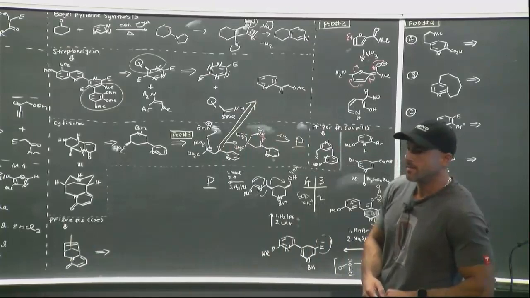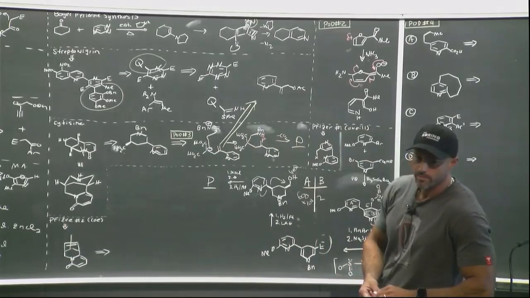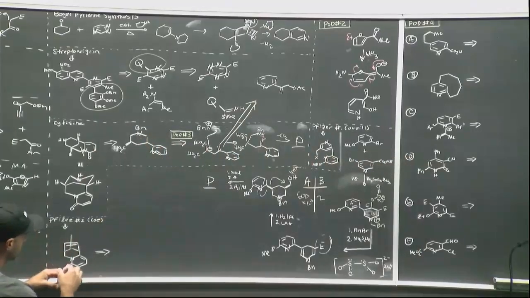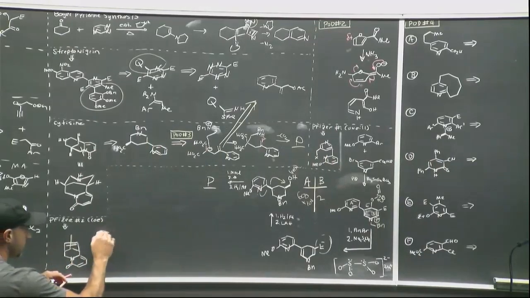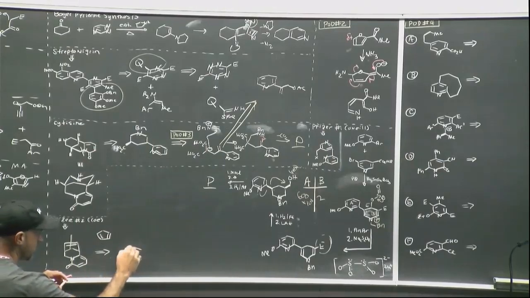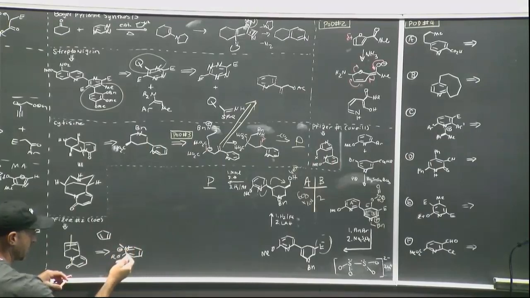Do you see any hidden symmetry in that molecule? Saul sees hidden symmetry, so why don't you reveal it to us? Just a 4 plus 2, he says. Between what and what? Something like this? Yeah, that unfortunately won't get you there.